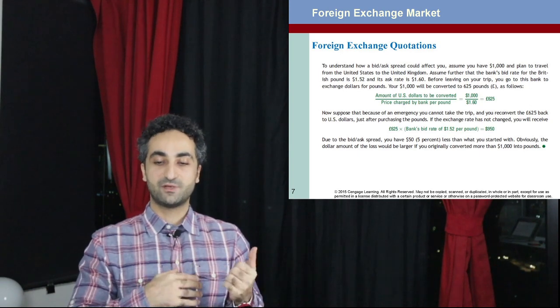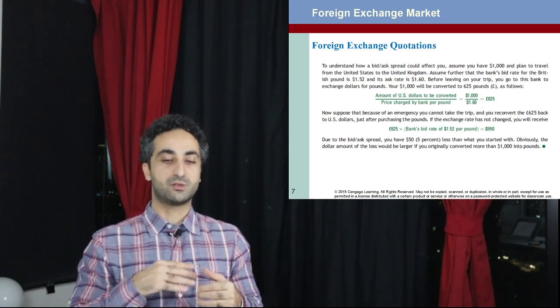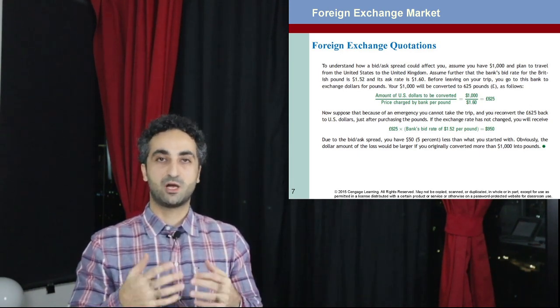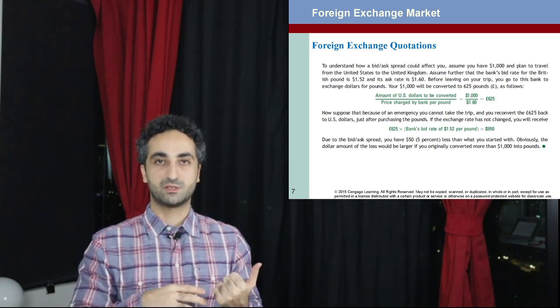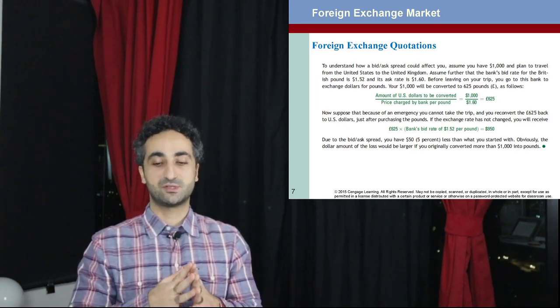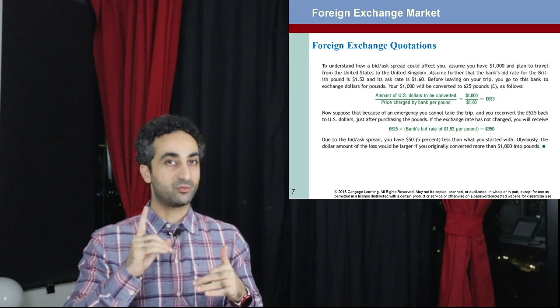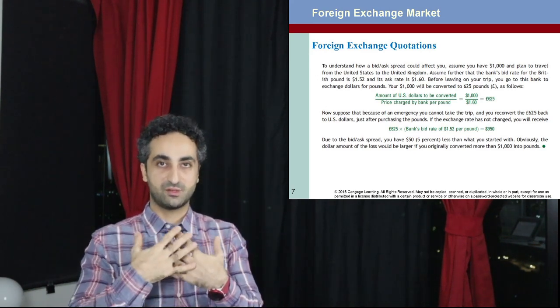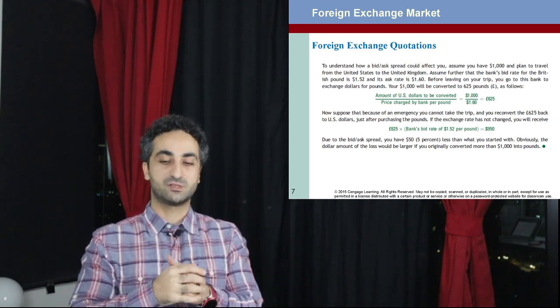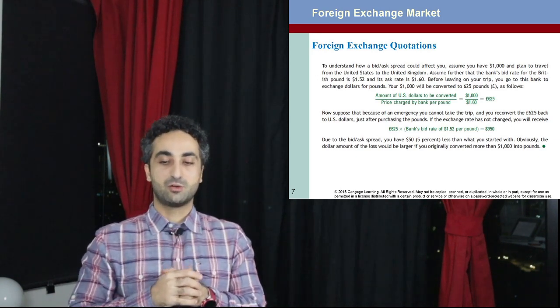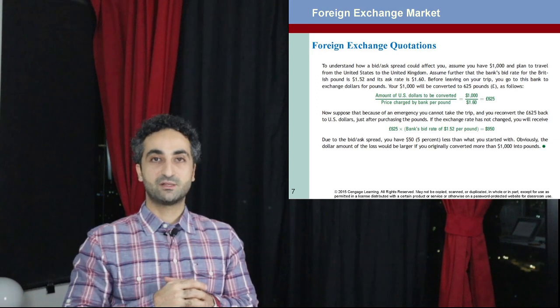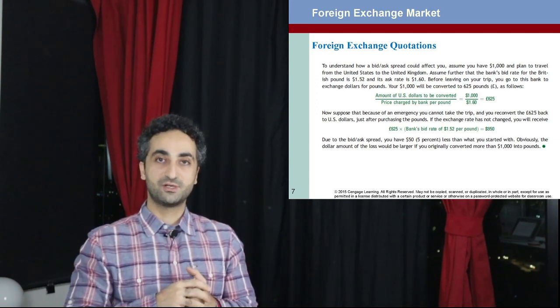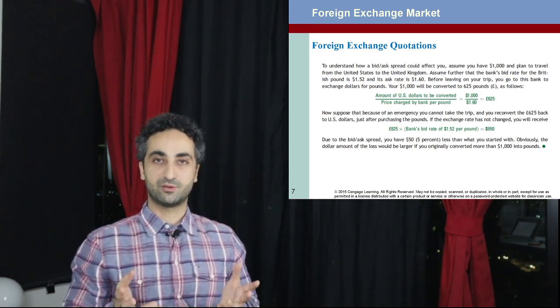So before leaving on your trip, you go to the bank and you exchange dollars for pounds. How many dollars do you have? 1000. How many British pounds do you get? We divide by which price? Ask price. We want to buy, so the shop will sell to us. Okay, so we apply the formula. How many pounds do we get? 625 based on this price.